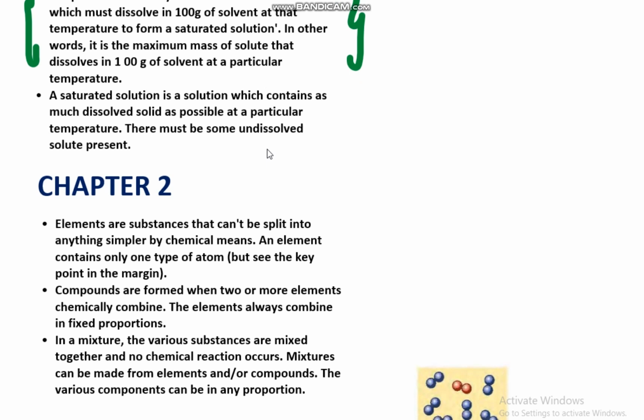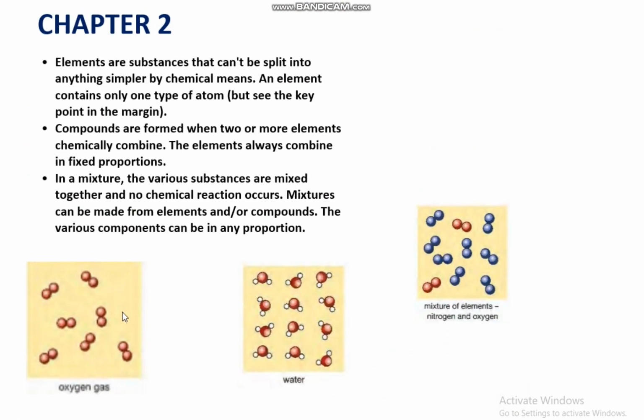So elements are substances that cannot be split into anything simpler by chemical means. An element contains only one type of atom. For example, oxygen gas has only one type of atom. That is a very simple example. And then compounds are formed when two or more elements chemically combine, or in the sense of, through a reaction they combine in a fixed proportion. They don't have high, don't have low, they are in a fixed proportion, which is, for example, water. They have two hydrogen atoms and one oxygen atom. So that's one example. And then we have mixture.